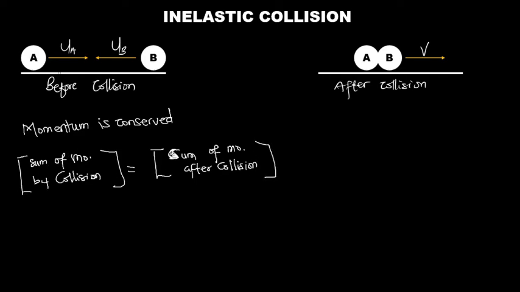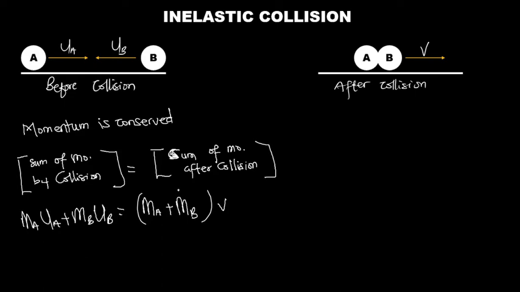Alright, so we know before collision we are going to have m_a u_a plus m_b u_b. Now after collision we will have (m_a plus m_b) multiplied by a common velocity v, because we said in inelastic collisions the bodies stick together and there is a deformation, so they tend to move with a common velocity, which we are calling the v over here.